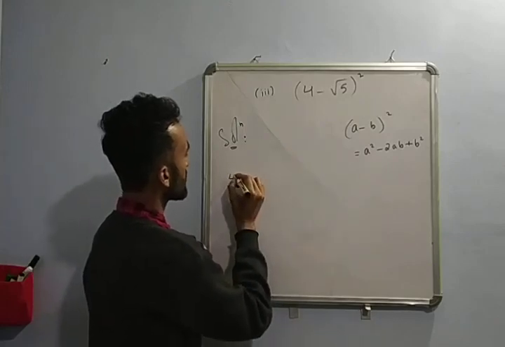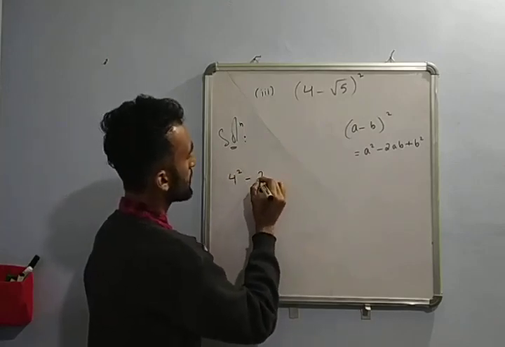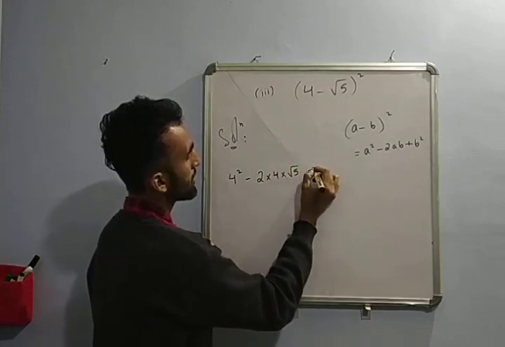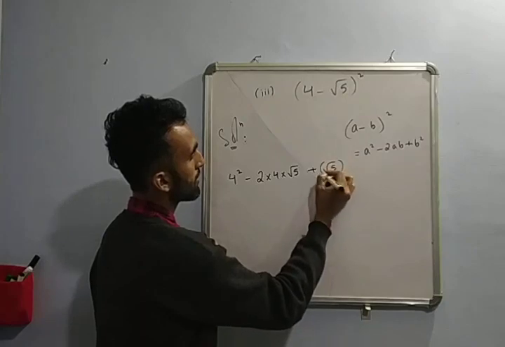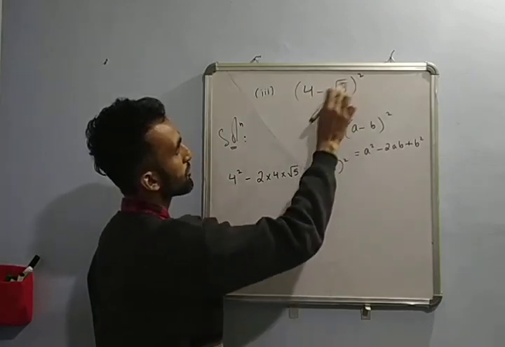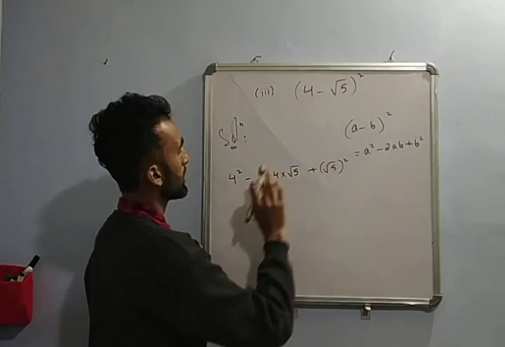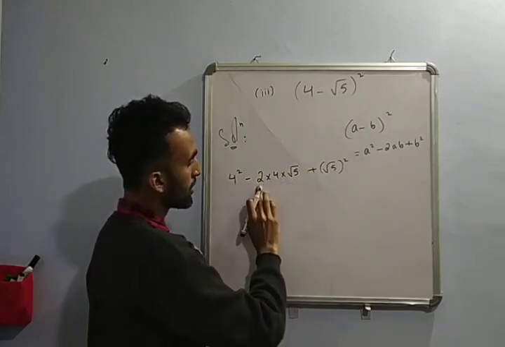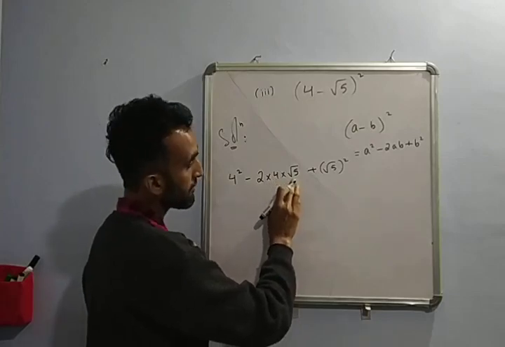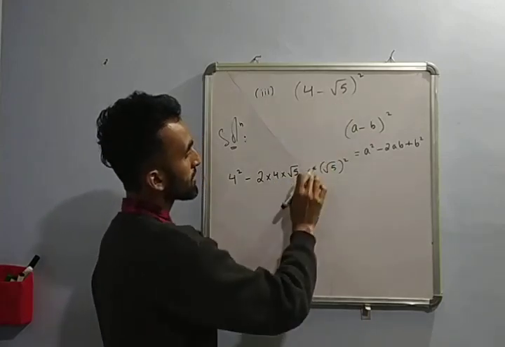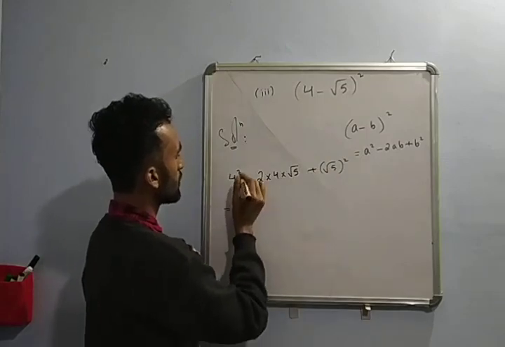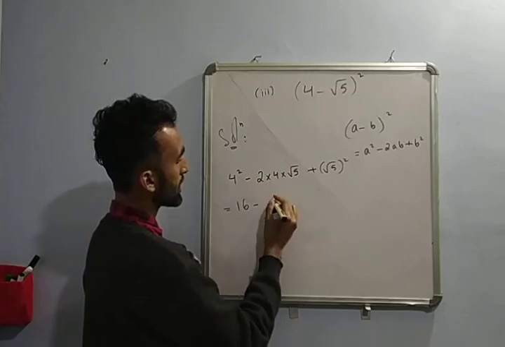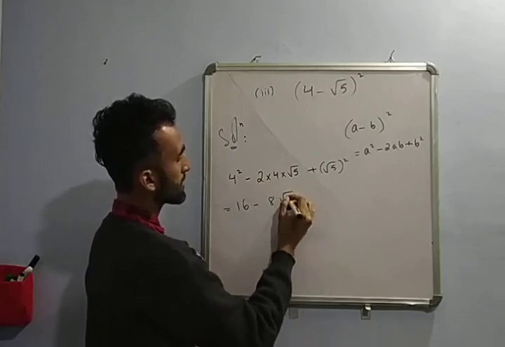A minus b whole square is a square minus 2ab plus b square. Check: 4 minus root 5 whole square is a square, 4 square, minus 2ab. 2 is 2 only, a is 4 and b is root 5, plus b square, root 5 square. 4 square is 16. This outside, you know how to multiply. 2 4s are 8. Root 5 will remain as it is.